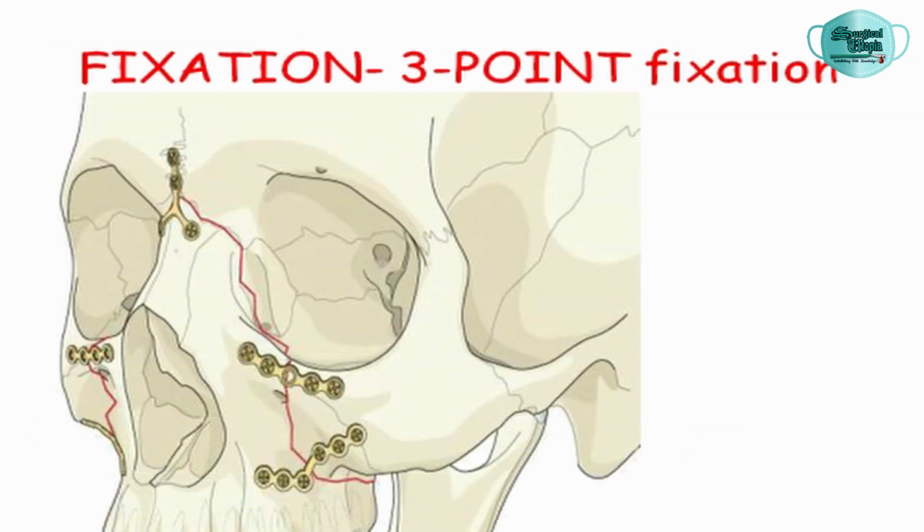Then there may be a 3-point fixation that is done in cases of LeFort 2 fracture. A Y-shaped plate is used at the nasofrontal suture. A circular or infraorbital plate is used at the infraorbital rim. An L-shaped mini plate is used for the fixation.